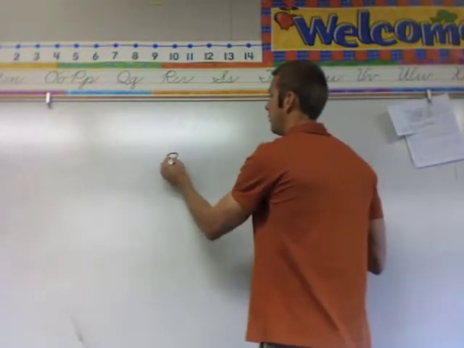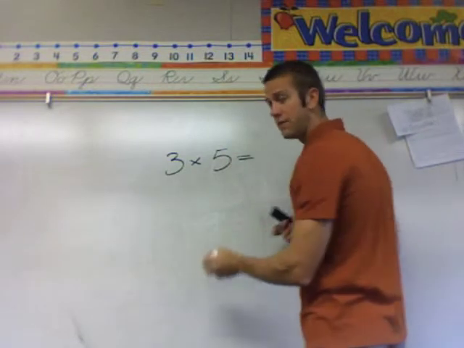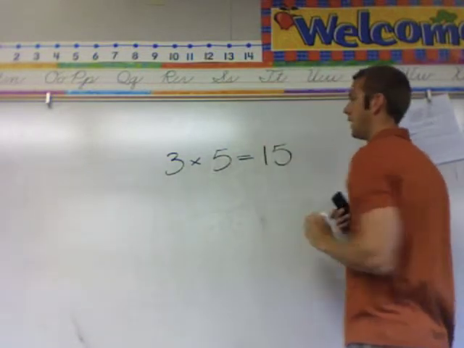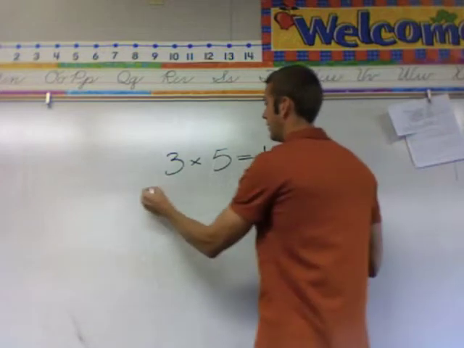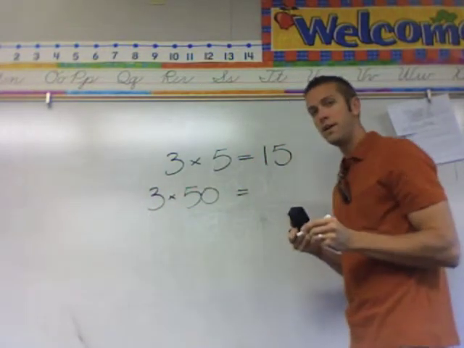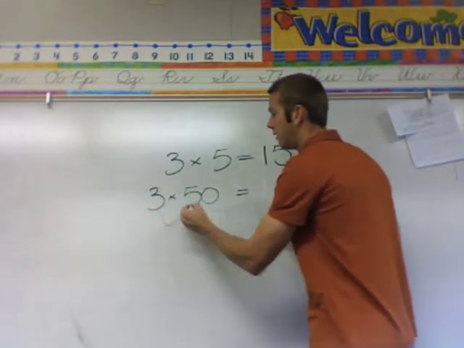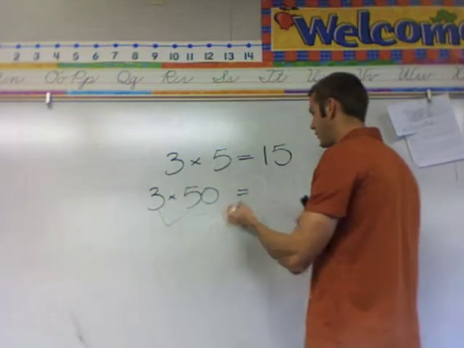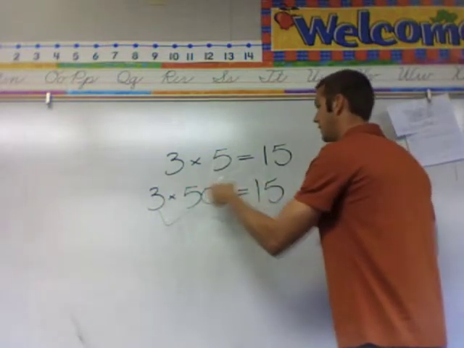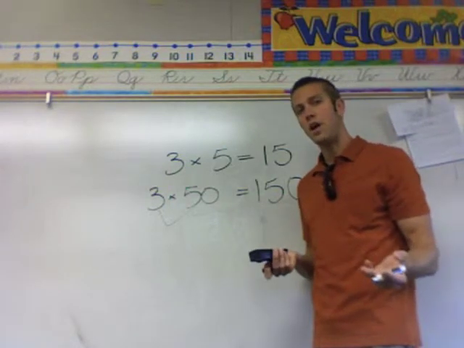Let's say you had 3 times 5. What is that? 15. Okay, now let's add a 0 on there. Let's pretend it was 3 times 50. Okay, when you do this, all you do is 3 times 5, and then you add on 1 zero. So 3 times 5 was 15, plus 0 is 150. So 3 times 50 is 150.